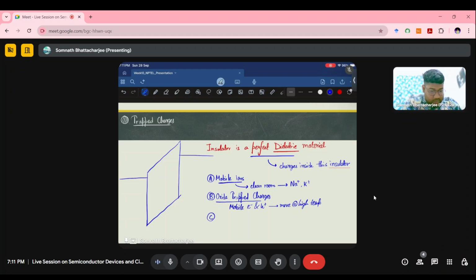Apart from that, there can be interfacial trap charges. The difference between these interfacial trap charges and the oxide trap charges is that the interface can be a metal to insulator interface or an insulator to semiconductor interface. At both interfaces, there can be a mismatch of the surface, and due to this surface mismatch, there can be trap charges.